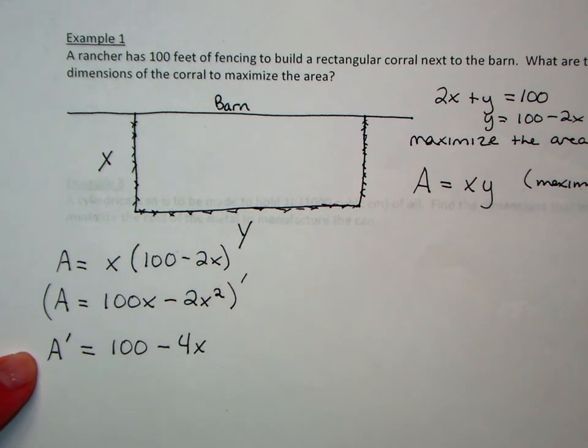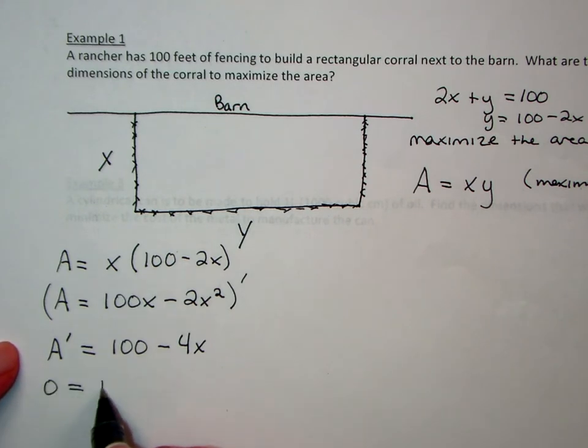So in order to find the max or the min, I want to know where the derivative is 0. So I'm going to set the derivative equal to 0 and solve. Add 4x to both sides. Divide by 4. And I get x equals 25.